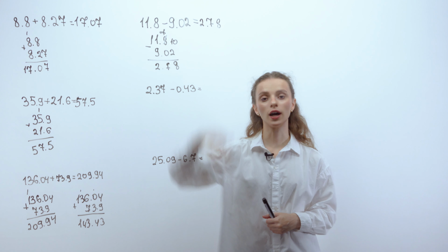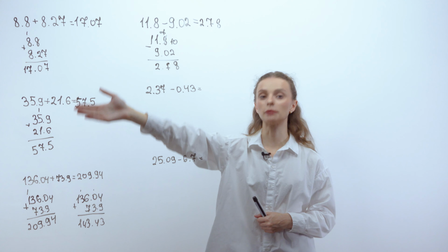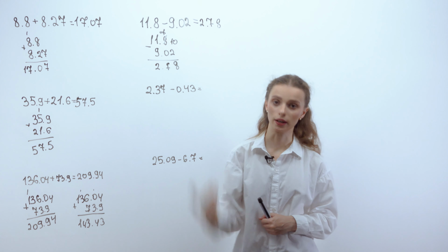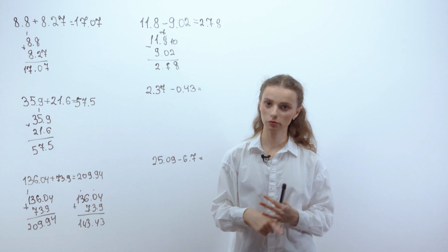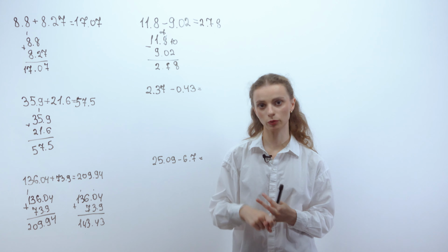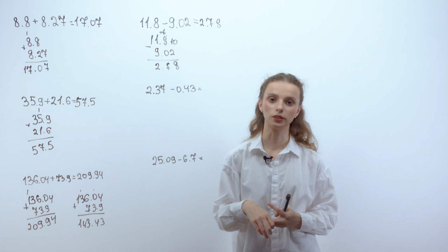What did I do? I again did the same steps as I did when I was adding. I also used the standard algorithm and I also aligned my decimal points. I regrouped when it was needed.